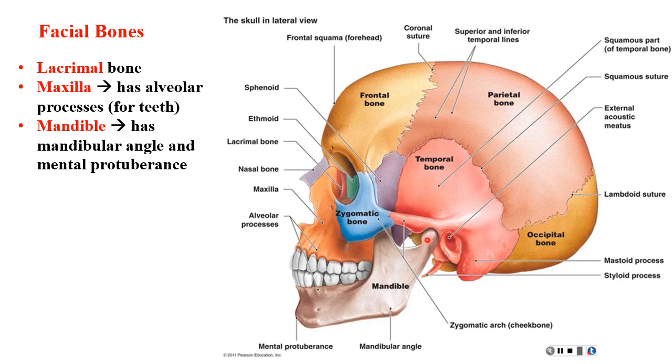And besides that, it has a body. So this here is the body, and it has protuberances. So this here is what makes the chin. That is called a mental protuberance.